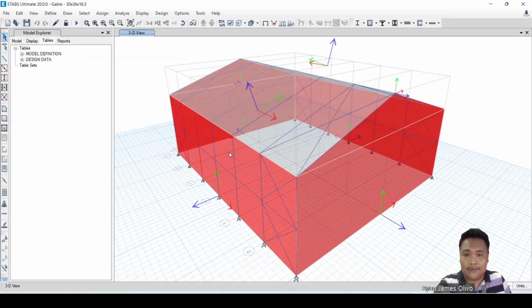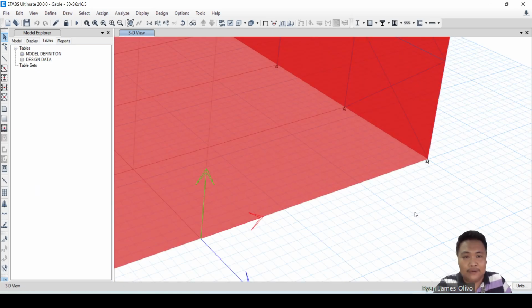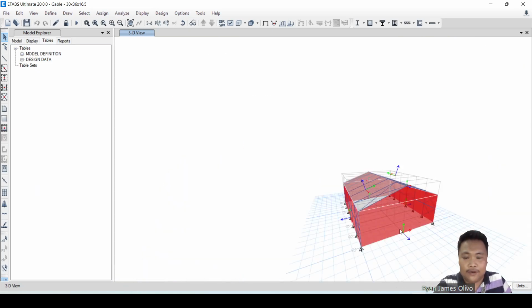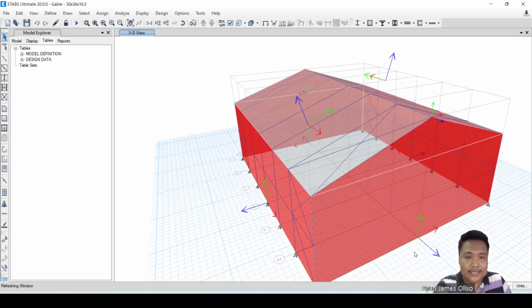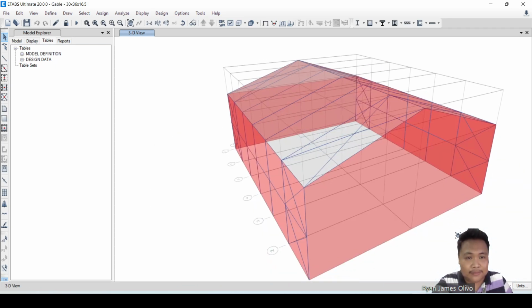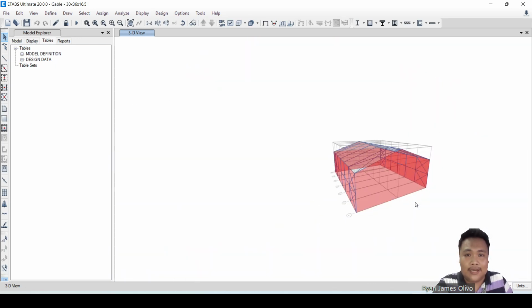As you can see here in our ETABS, we have made sure that all of our shells are uniform in their local z direction, that is outside. So therefore, we will use positive for all suction and negative for all positive pressure. I think you have understood it well. So guys, don't forget that.